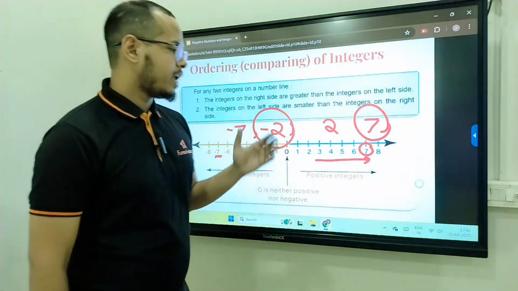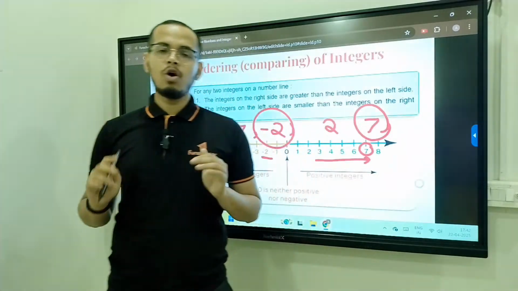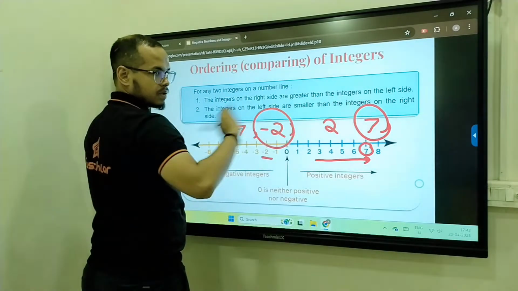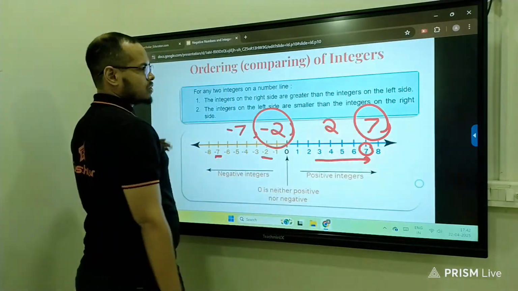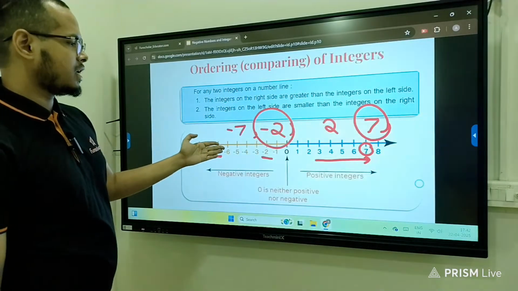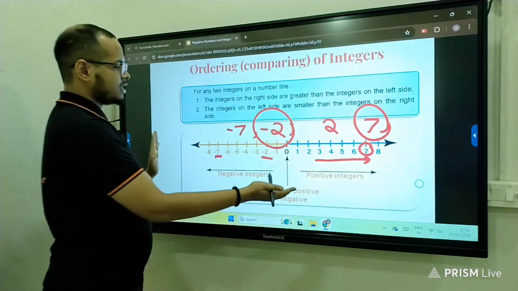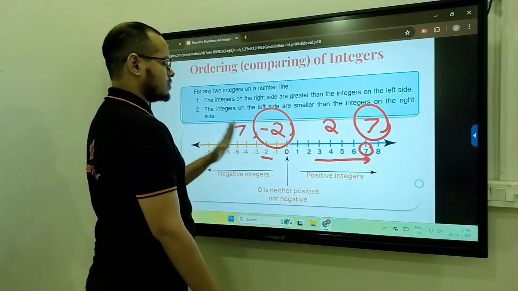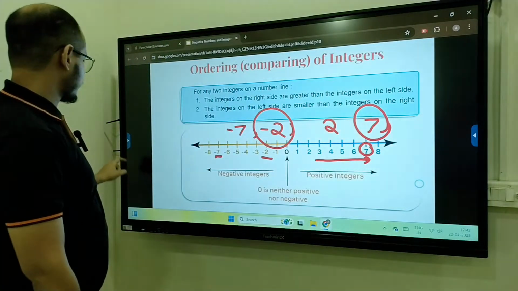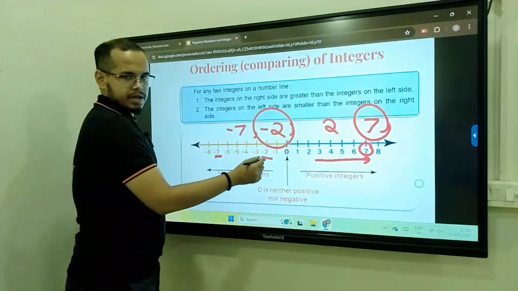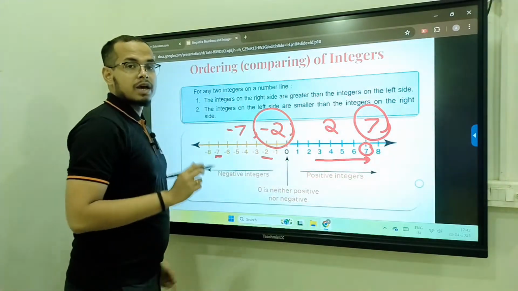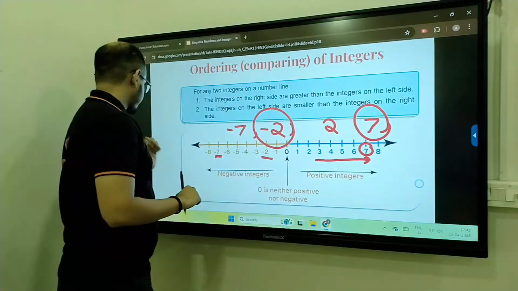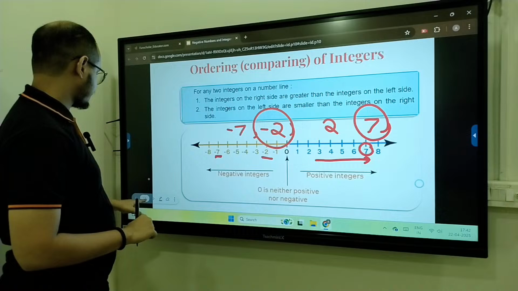So anything that falls on the right side of the number line, for me, this is the right side, right? And for you, it is the left side. So it is very easy to understand: whatever numbers are present towards the right side are greater than what is present on the left side. So in negative integers, -1 is the greatest negative integer. We have done this.